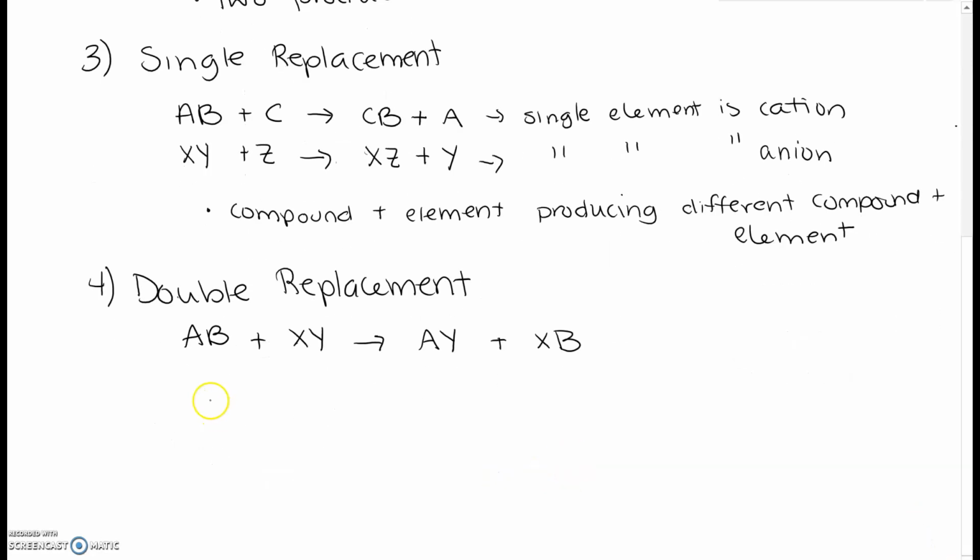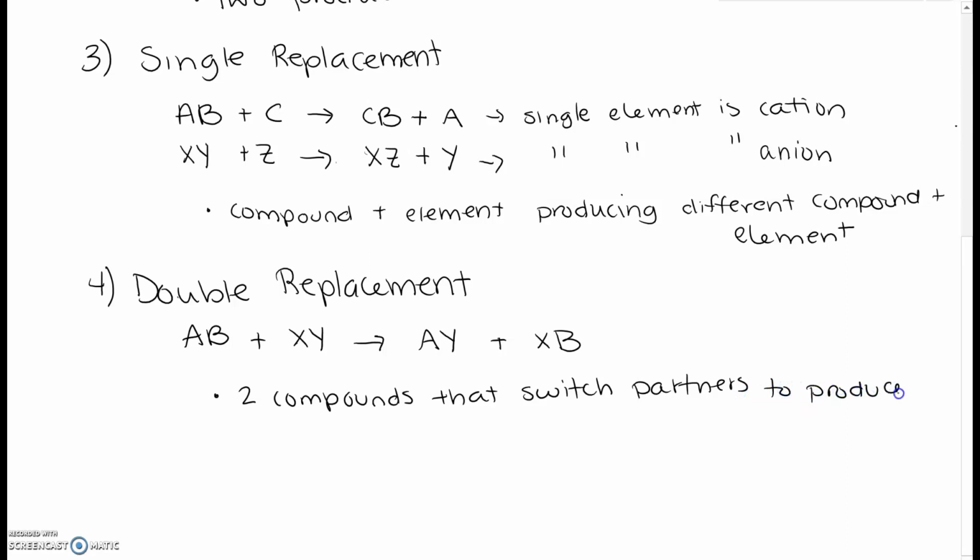So we have AY plus XB. Right? Again, I can tell I have a double replacement reaction because I have 2 compounds that switch partners to produce 2 compounds. All right, so the difference between these, single replacement has a single element, double replacement's got 2 compounds.